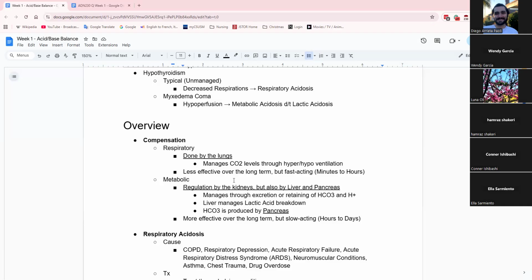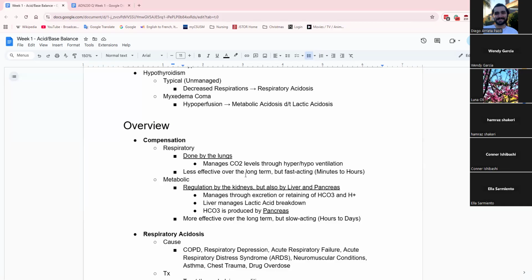Some of the ways that the liver and the pancreas contribute: your liver is there for metabolism. It's going to metabolize medications. It's going to metabolize whatever you're ingesting, like alcohol and drugs, but it's also going to be managing your lactic acid breakdown. So if your liver is not functioning very well, it's going to have a harder time breaking down lactic acid, and you're more likely to have metabolic acidosis if your liver is shot.